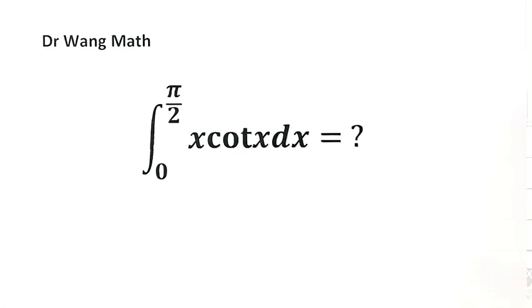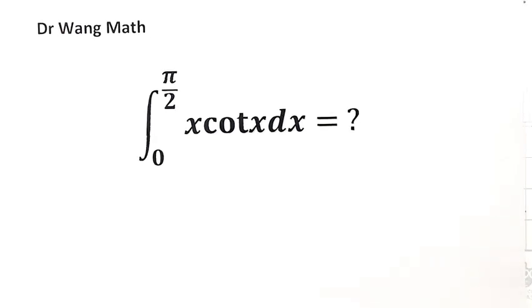In this video, we're going to solve this question from the 2023 MIT Integration Bee. What is the integral from 0 to half pi of x cotangent x dx? Then how to solve this problem? We're going to simplify this integral first.